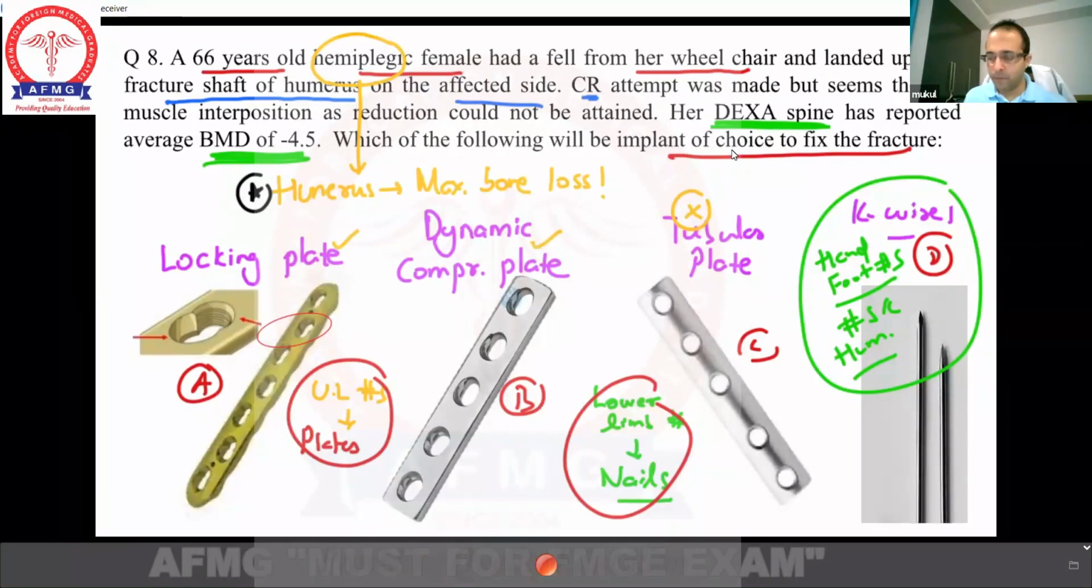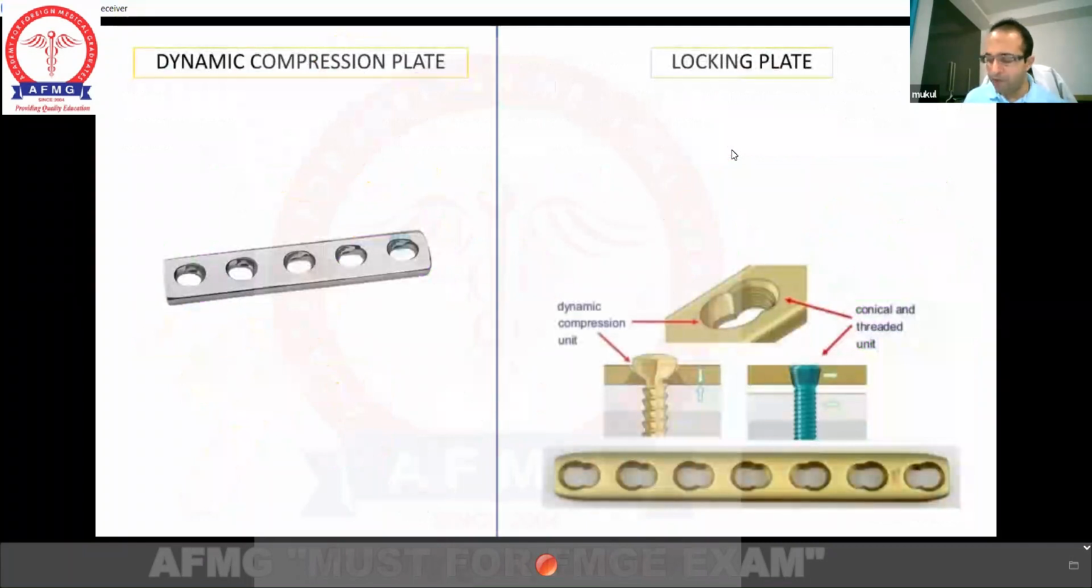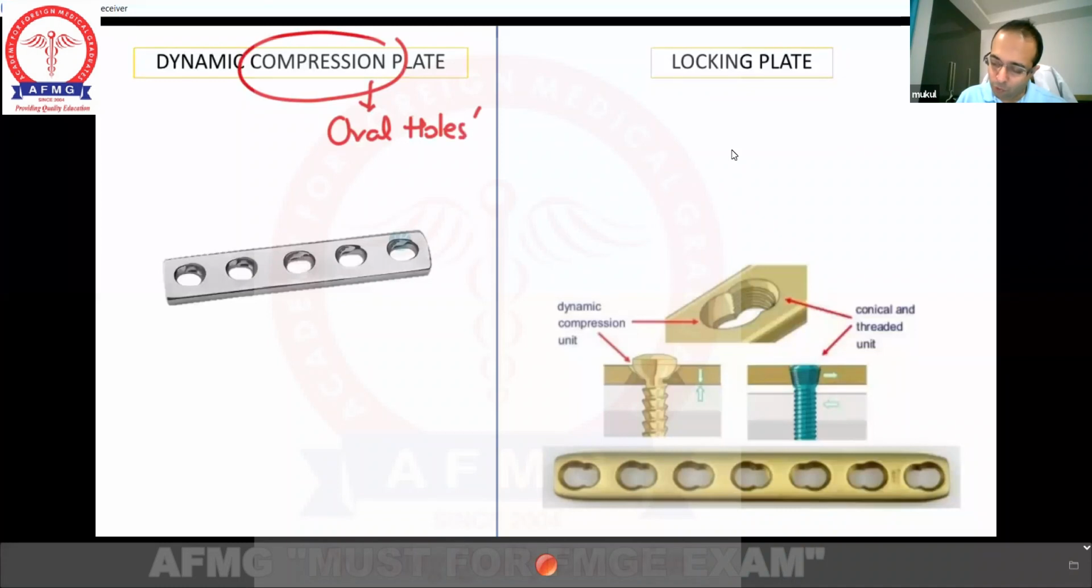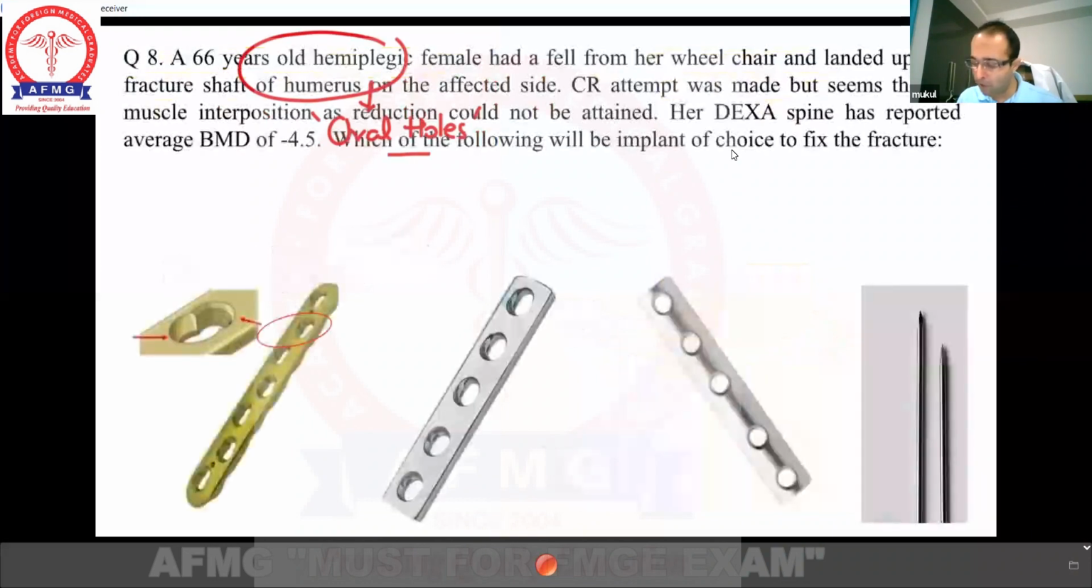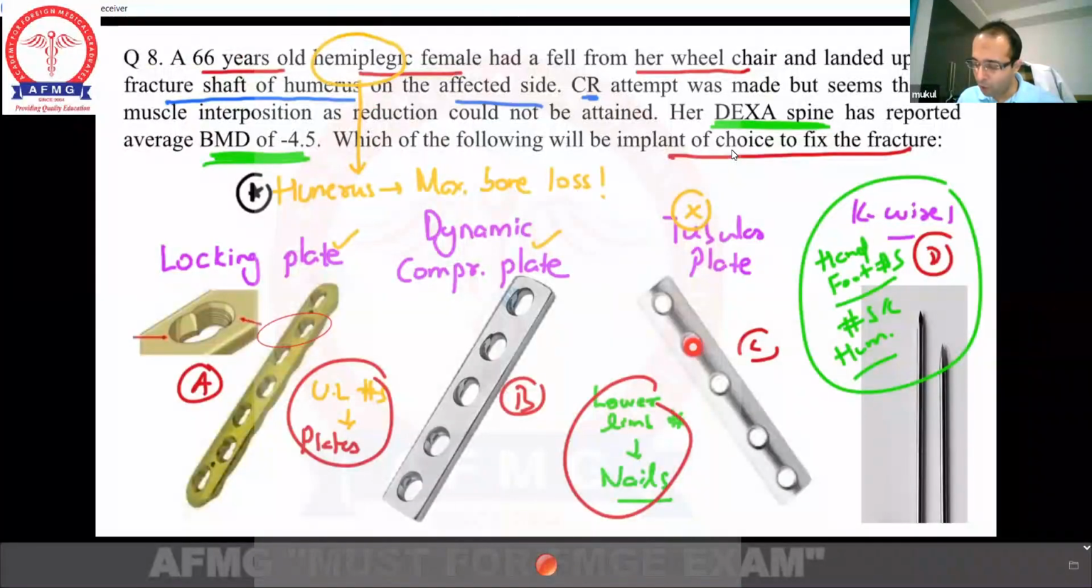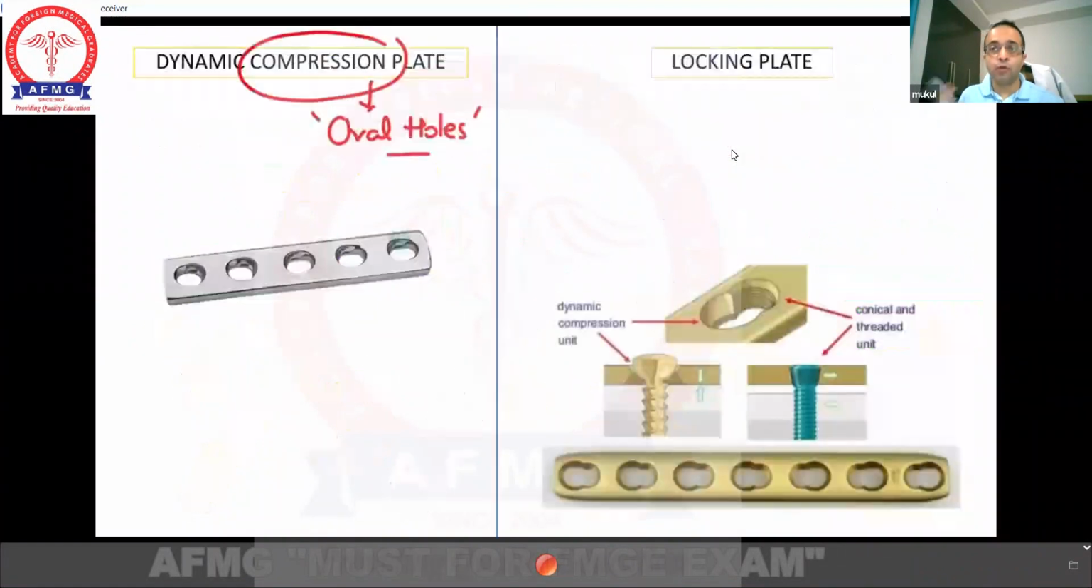What is the difference? Now, dynamic compression plates, as the name suggests, can provide compression at the fracture site. How? Because the characteristic thing you find in a compression plate is oval holes. See, this is an oval hole. See the tubular plate, round holes. See compression plate, oval holes. So you need oval holes to give compression.